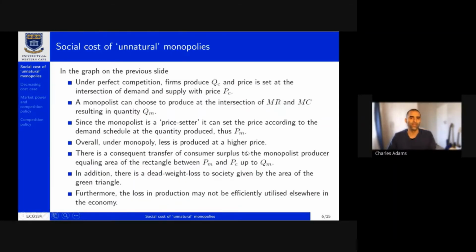Okay. So this slide just goes through all of the points that I just made on that graph. I'm not going to read this to you, but it's there for you to look at.